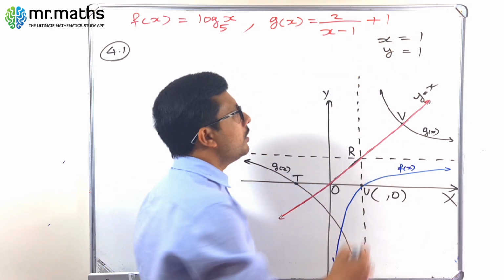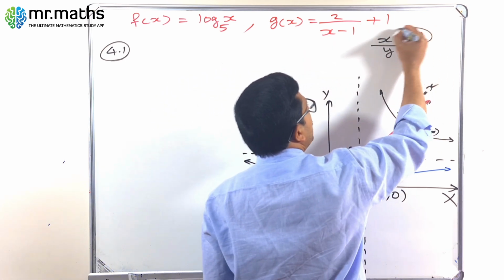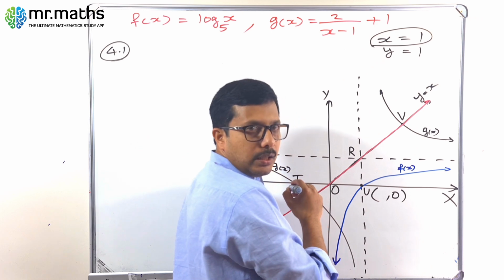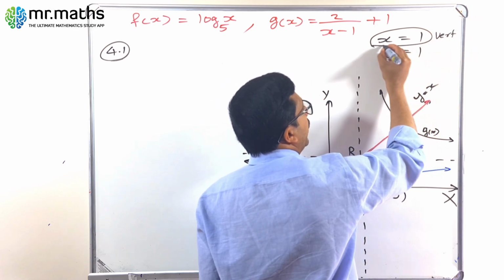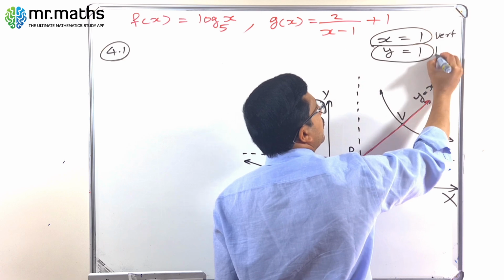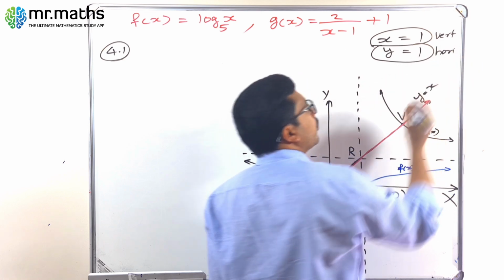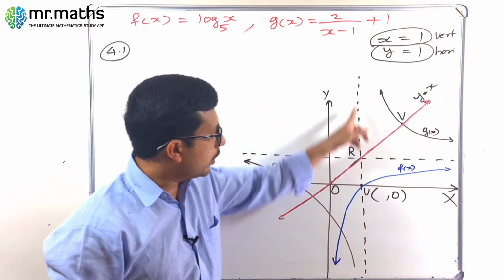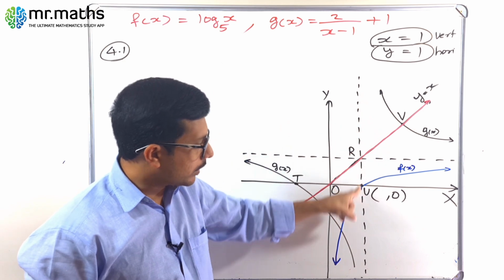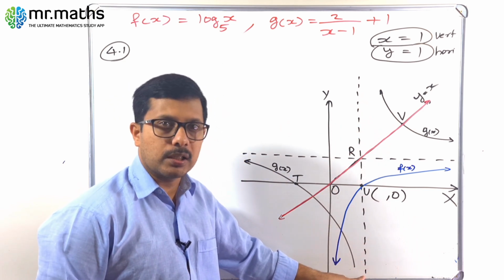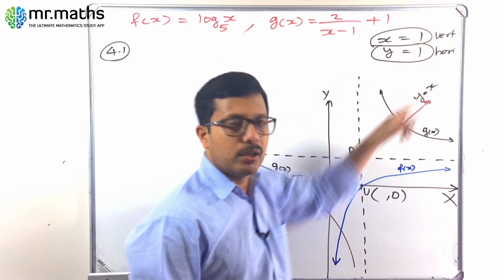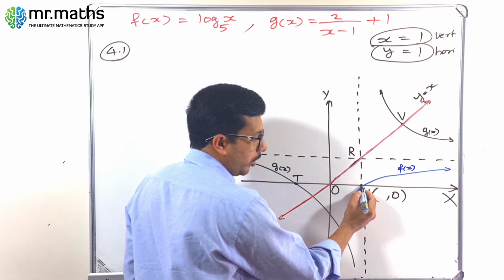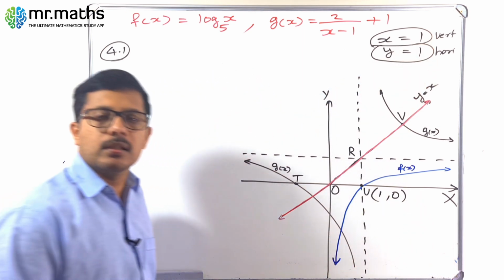Okay, so this x is equal to 1 is the vertical asymptote, and y is equal to 1 is the horizontal asymptote. Here you can see that this dotted line is the vertical asymptote. And what is the x value of the vertical asymptote? 1. So it means that at this point the x value is 1.